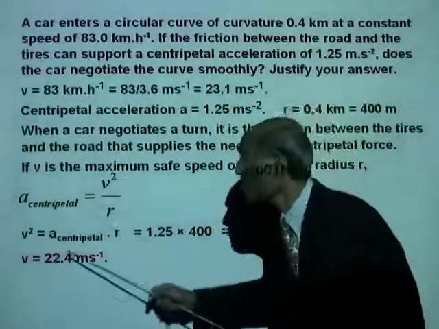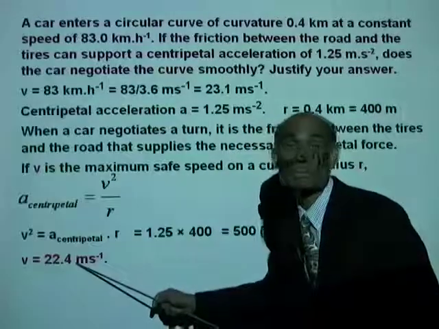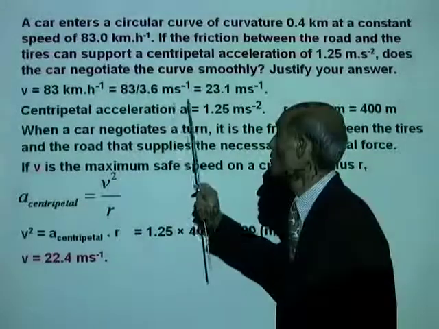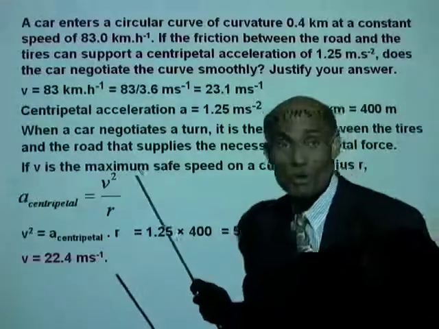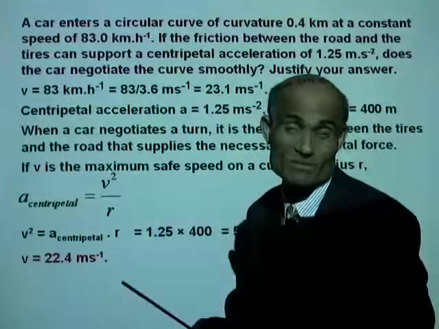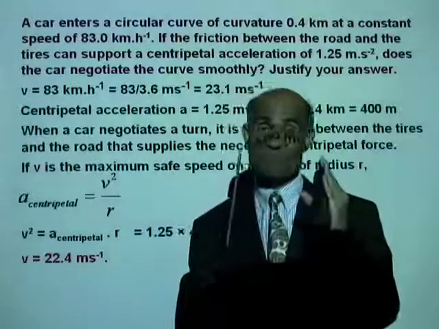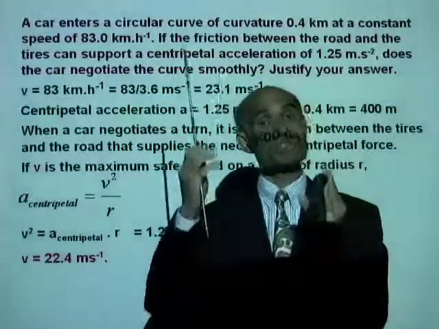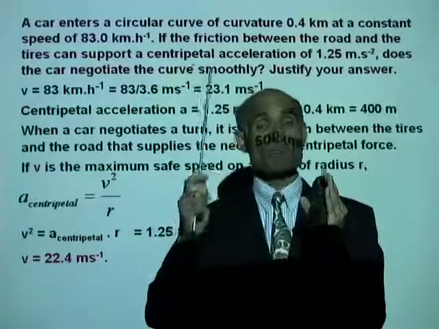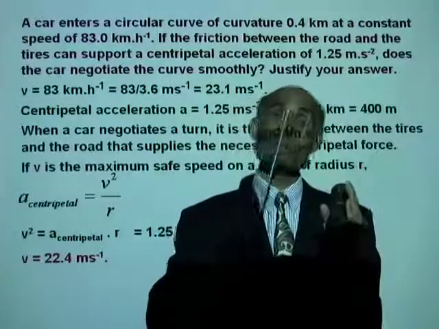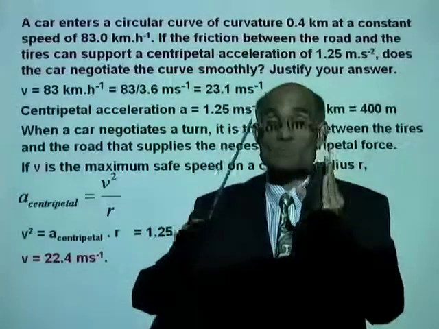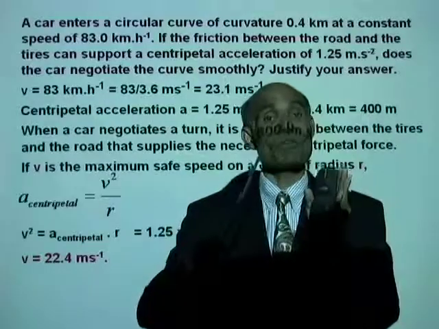No, this is above the allowed safe speed. So you can actually be thrown away, or you can skid, and that can be dangerous. Is that right? Now, every time you see a curve, you see a speed limit there. You are not allowed to go above that speed. That is the maximum safe speed for that curve.